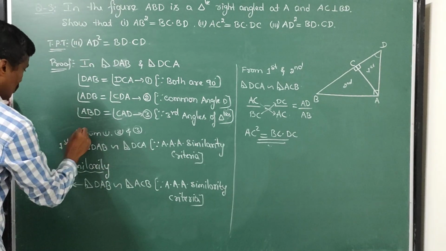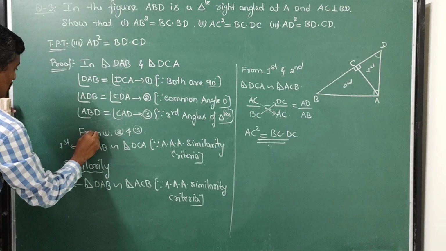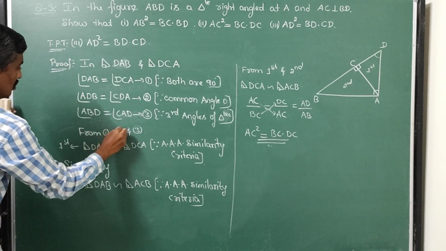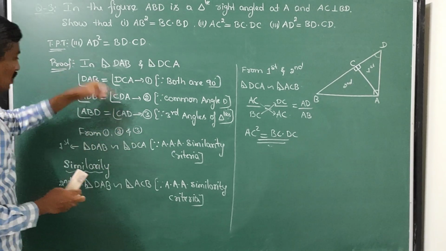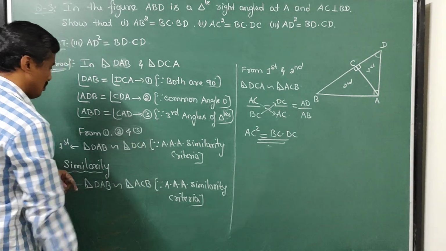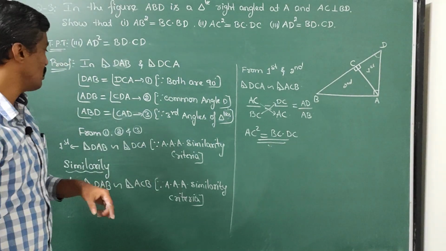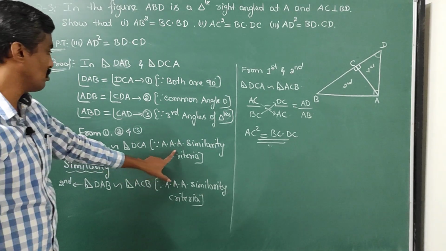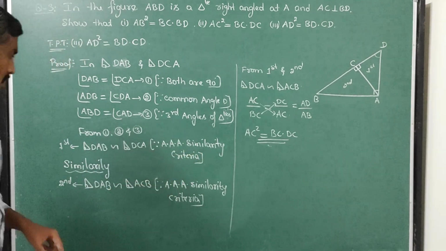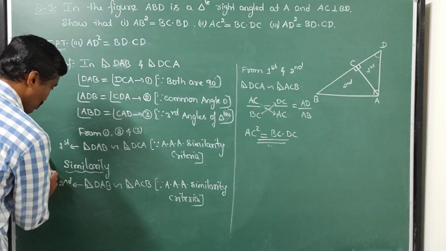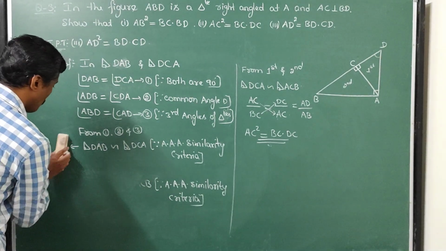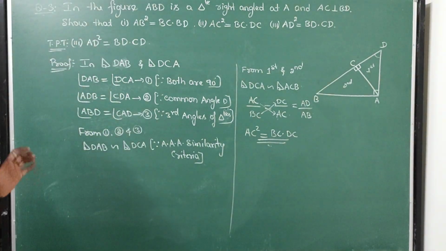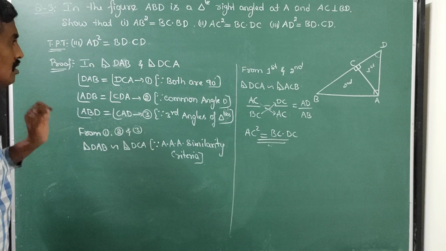So from 1 to 3, same reason, from the above 3 points, triangle DAB is similar to DCA according to the AA similarity criteria. So therefore, if they are similar, then their corresponding sides are in the same ratio.